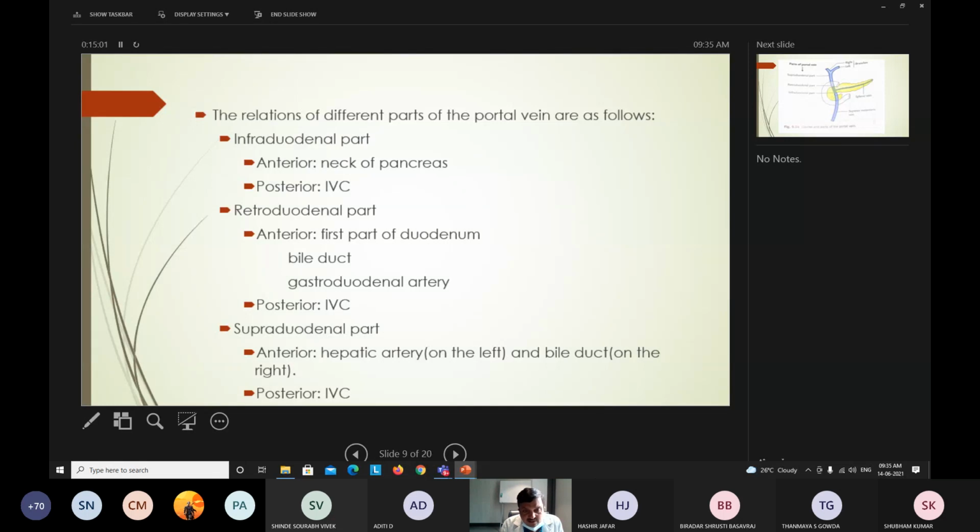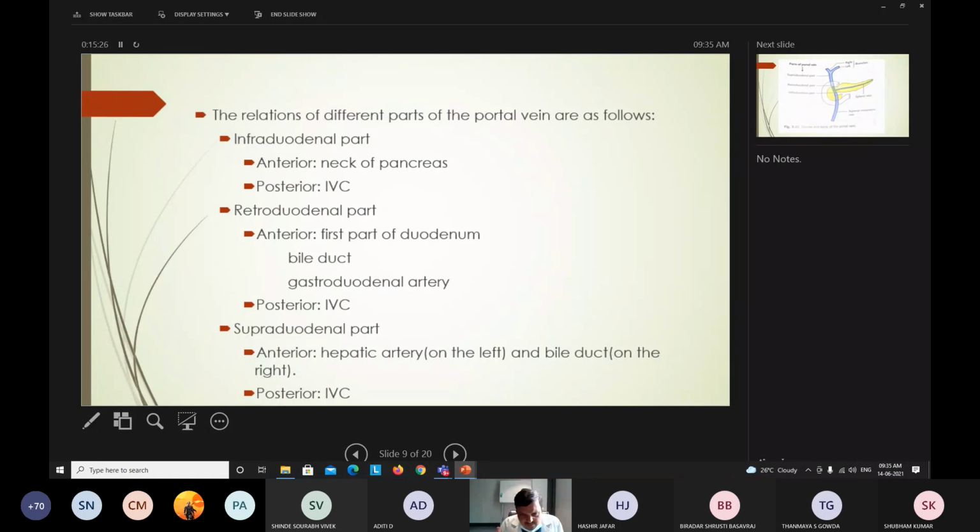Posteriorly again it is related to the inferior vena cava. These are the relations of the retroduodenal part. Anteriorly, it is related to the first part of the duodenum, bile duct and gastroduodenal artery. Posteriorly, inferior vena cava.